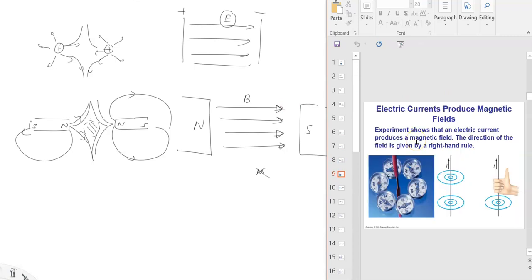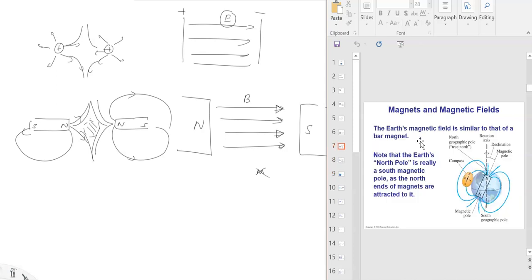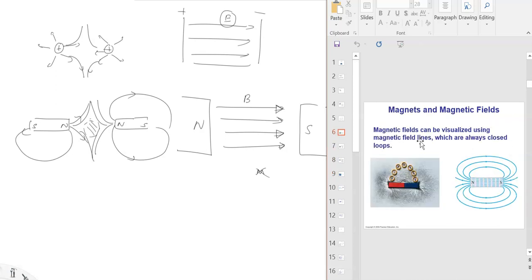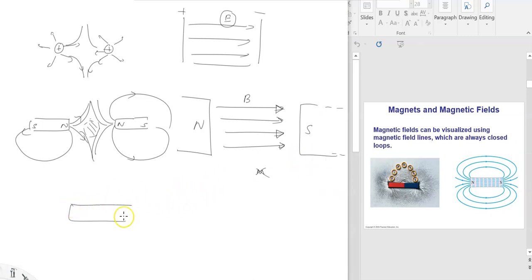Alright, electric currents produce magnetic fields. Before that, I want to go back and add something to this. So the second diagram, you see there's a North Pole and a South Pole, magnetic field lines, and like this. You see these little lines here.